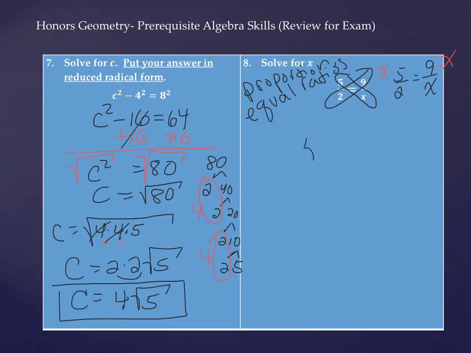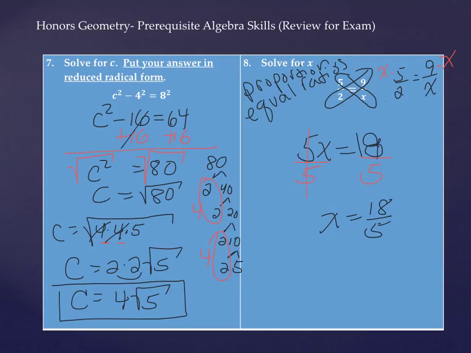So 5 times x is 5x. 2 times 9 is 9. I'm sorry, 2 times 9 is 18. And we go directly to the unknown, undo that multiplication with division, and your answer is x equals 18/5. You could reduce that if it's possible.